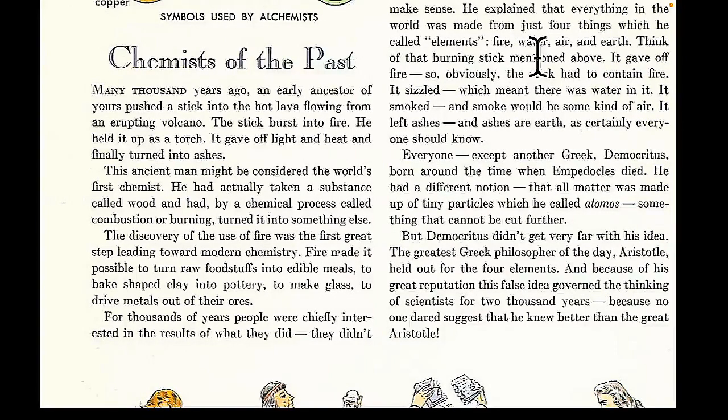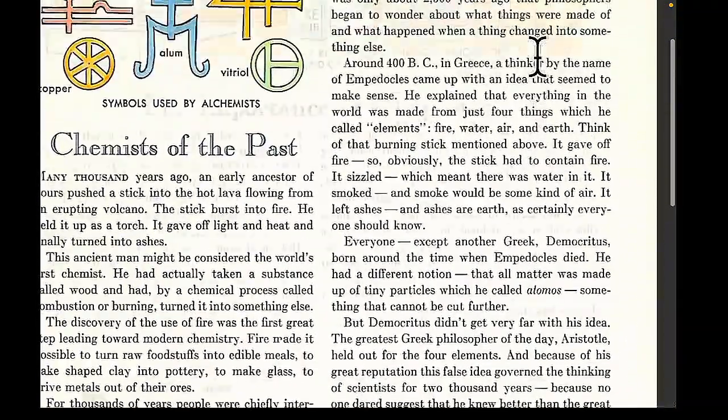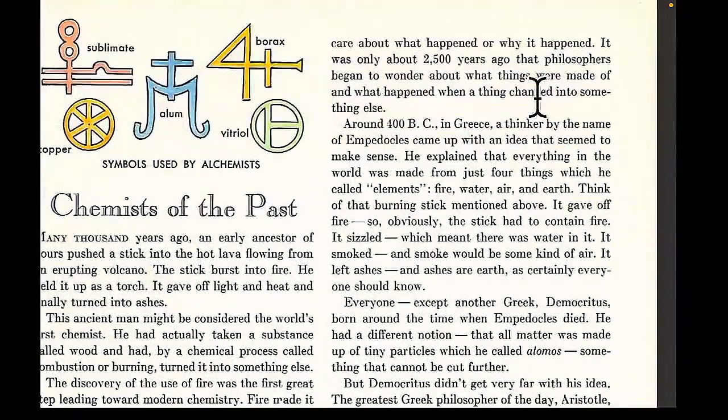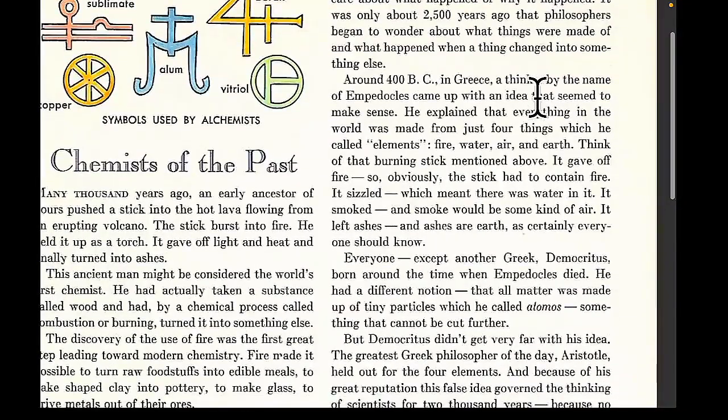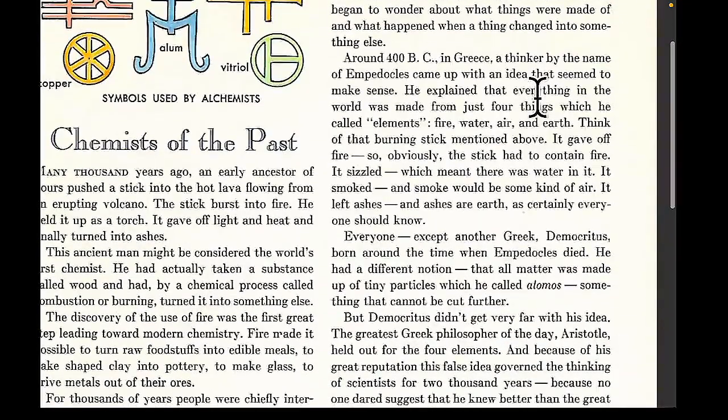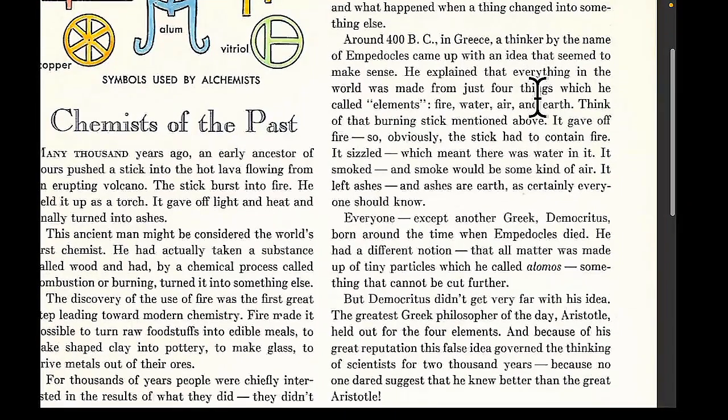For thousands of years, people were chiefly interested in the result of what they did. They didn't care about what happened or why it happened. It was only about 2,500 years ago that philosophers began to wonder about what things are made of and what happened when things change into something else.